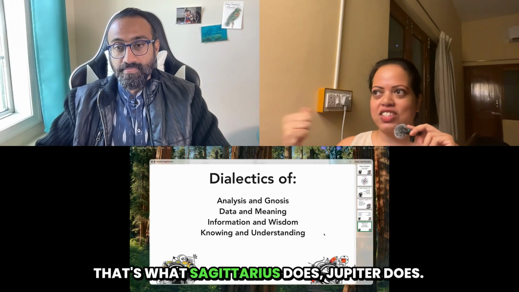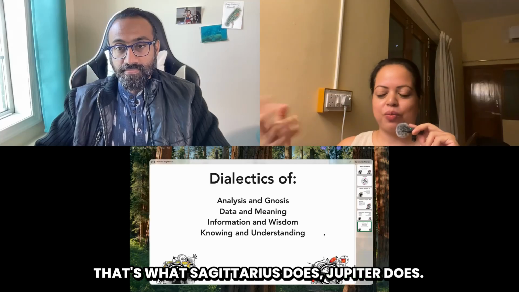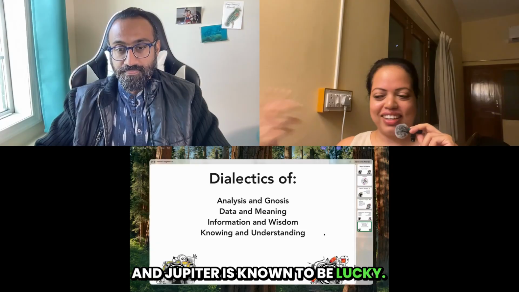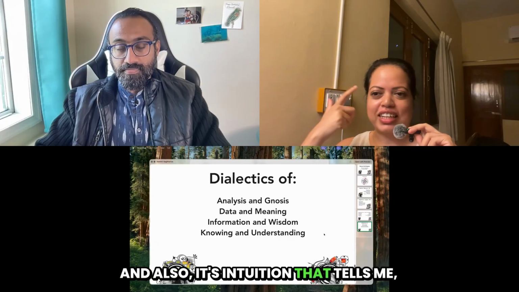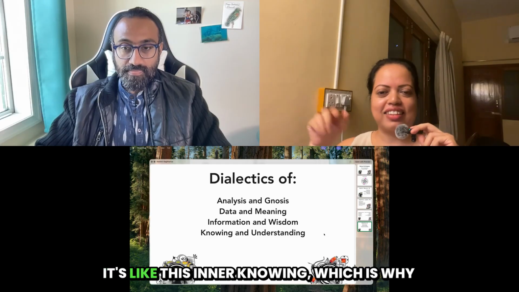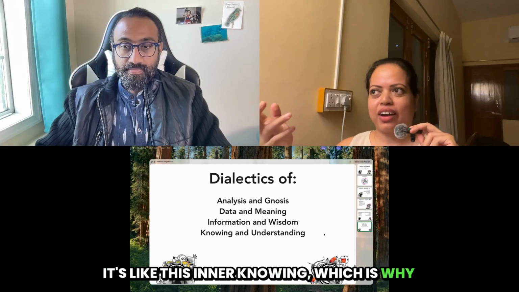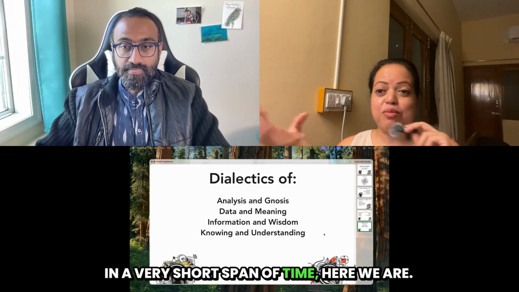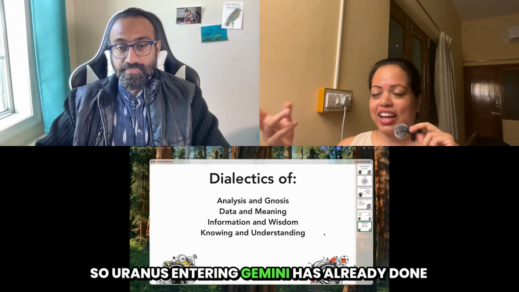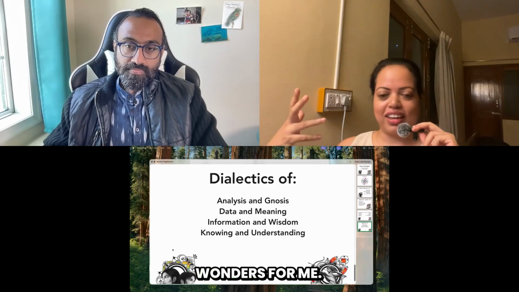That's what Sagittarius does, Jupiter does. When I'm researching, it brings me luck. Jupiter is known to be lucky. And also, it's intuition that tells me, oh, read that book, click on that link. It's this inner knowing, which is why, in a very short span of time, here we are. So absolutely, Uranus entering Gemini has already done wonders for me.